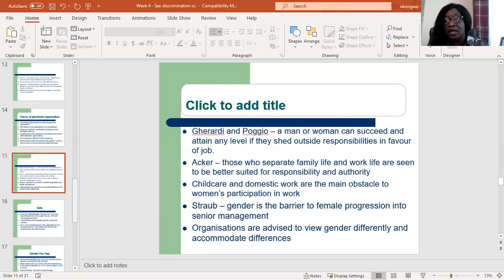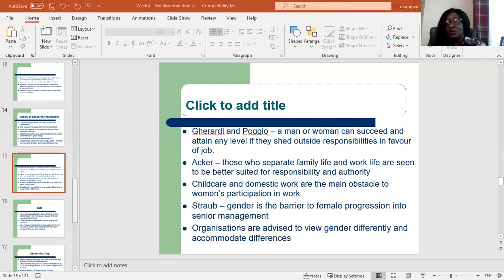Then we have Gerardi and Poggio, who believe that a man or a woman can succeed in that job. In that abstract job, a man and a woman can succeed if they shed their outside responsibilities in favor of that job. However, this will have different implications for men and women. So for a man, it would only affect his time with his family, because he's going to have a wife at home who is taking care of the home front and the children. But for a woman, it will mean a choice between a family life and her job.